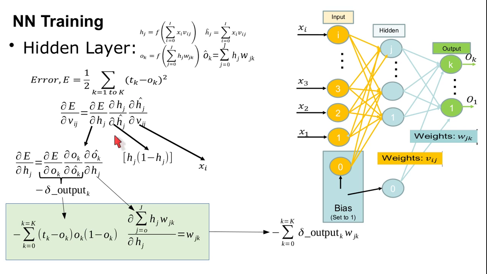Partial derivative of Hj with respect to Hj hat gives this result. And partial derivative of the error with respect to Hj gives you this value. The partial derivative of the error with respect to Hj expands to partial derivative of the error with respect to Ok, partial derivative of Ok with respect to Ok hat, and partial derivative of Ok hat with respect to Hj. Now notice that there is a summation from k equal to 1 to K in the error. Now due to that summation, this entire term resolves to this expression.